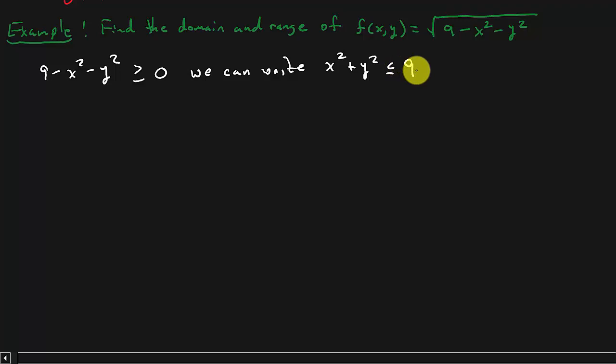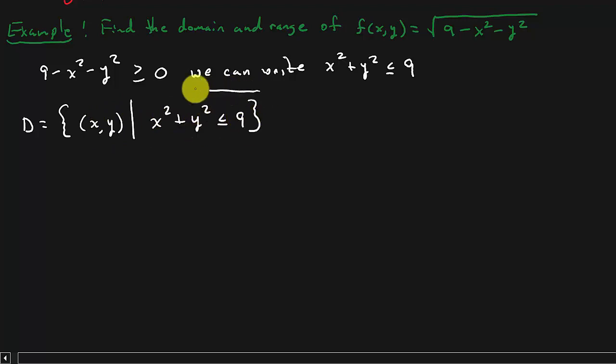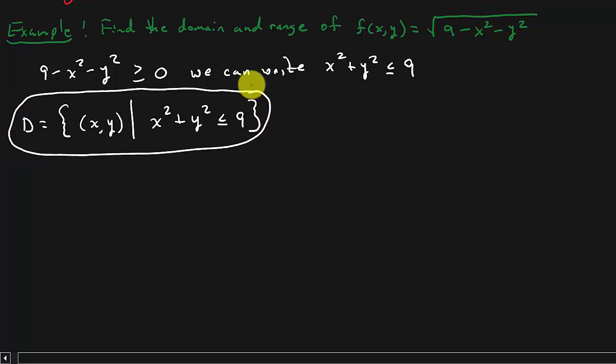That looks better, doesn't it? All I did is take the minus x squared minus y squared and move it over here, and see how the less than's pointing to that. So my domain is equal to the set of all (x, y) such that x squared plus y squared is less than or equal to 9. There's my domain.